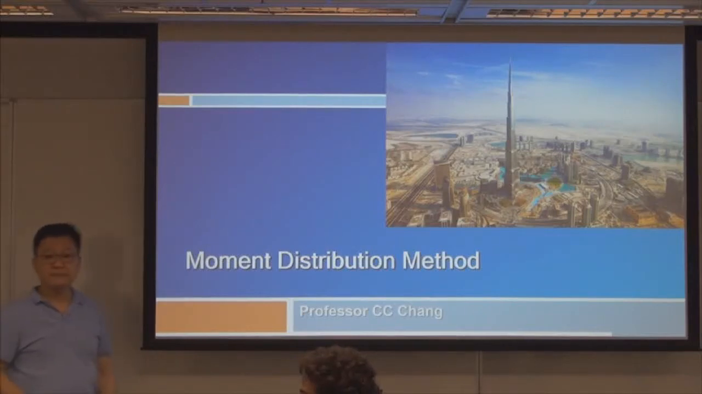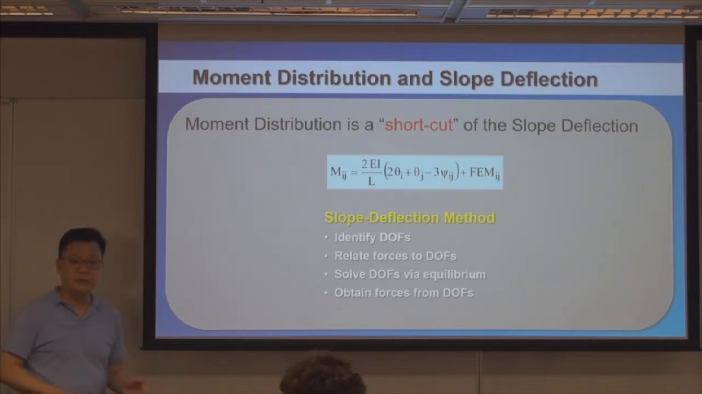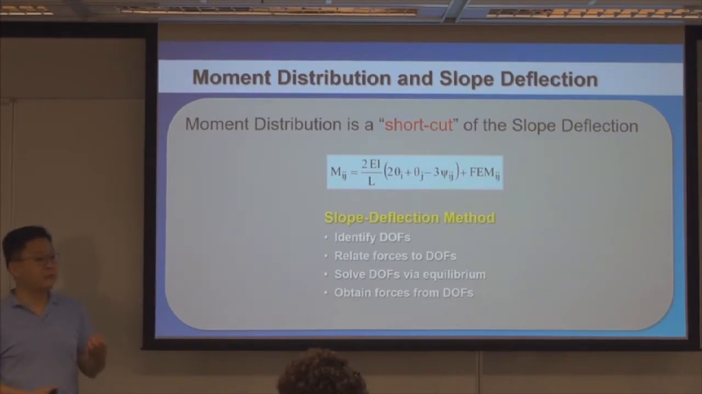Moment distribution. So what is moment distribution? I say that moment distribution is a shortcut version of the slope deflection. In the previous chapter we spent a lot of time talking about slope deflection, which seems to be a very powerful approach that can help you to solve indeterminate structures.